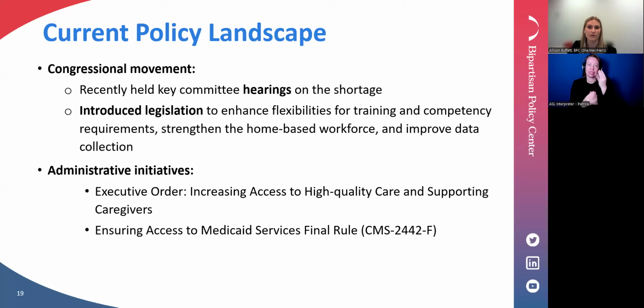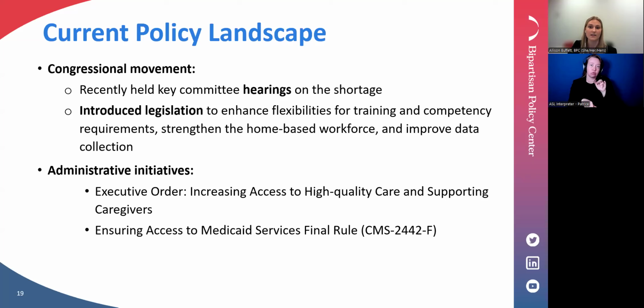Addressing the direct care workforce shortage has also been a priority of the administration. For example, President Biden issued an executive order last year that aimed to enhance support for family caregivers, improve compensation for job quality for direct care professionals, and ensure quality long-term care.